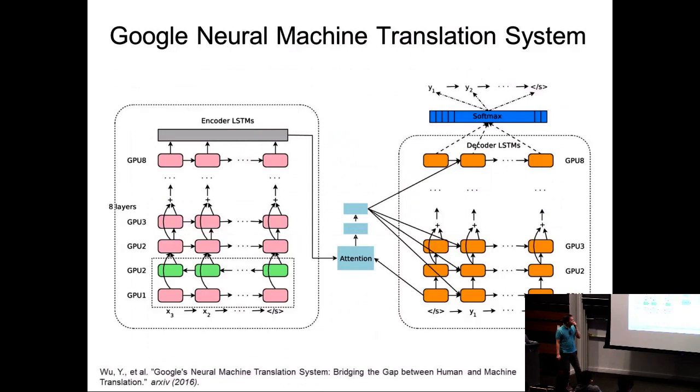So this one is the machine translation system, and maybe we can quickly look at what the system does, because there are a lot of MT systems in industry right now using flavors of this model. So here you have 8 layers of GPUs.